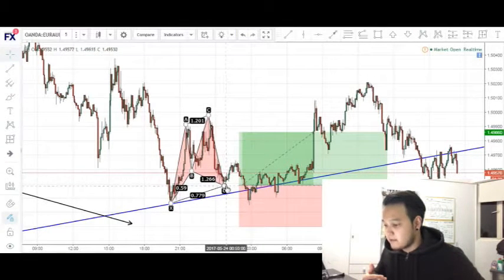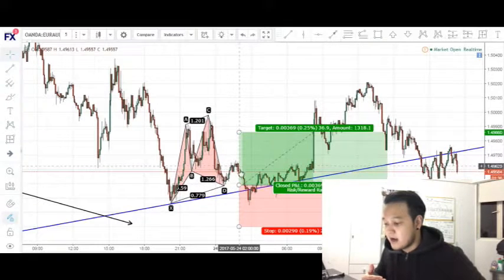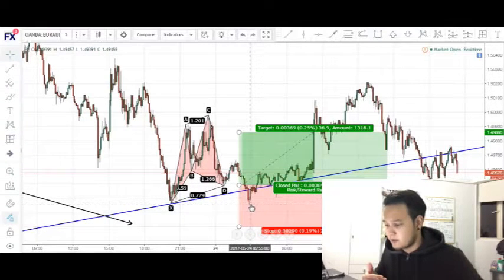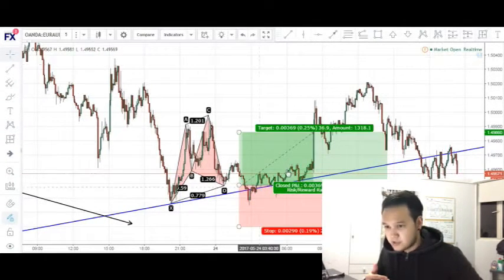After the completion of the cipher pattern, price pushed up a bit before retesting the trend line again, and this was where I had my buy limit. And as you can see, price pushed down into my order. I think I was about 15 pips down. Let me just check it for you.